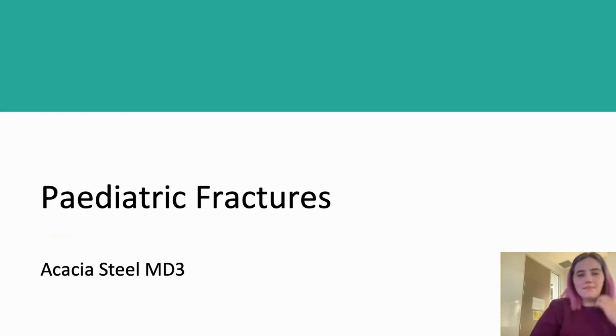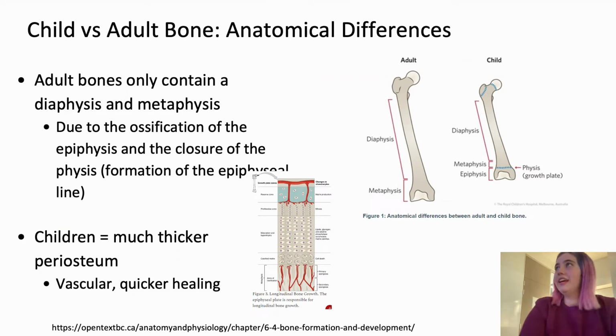So I'll be talking about paediatric fractures. First, starting off with the anatomical differences between adult and child bones. Adult bones only contain a diaphysis and metaphysis, and child bones contain the growth plate and the epiphysis. This is due to the ossification of the epiphysis and the closure of the physis.